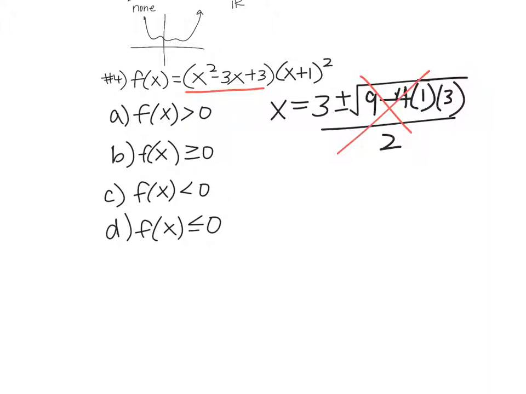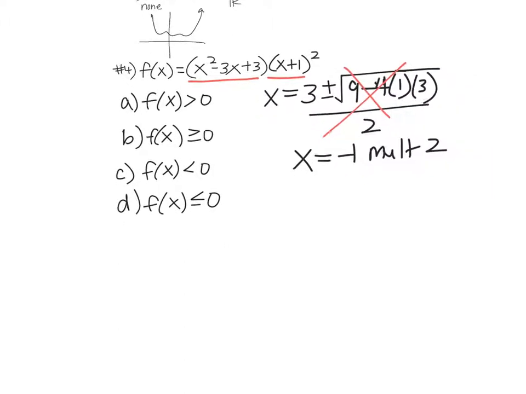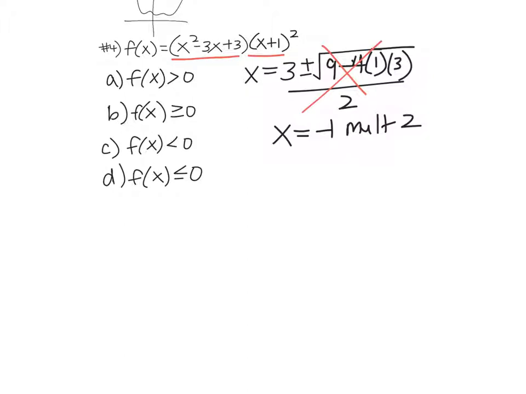How about from this one? Any real zeros? What makes that 0? Negative 1, and it happens twice. So x equals negative 1, but it has a multiplicity of 2. That means it's going to bounce off like a parabola. Remember how that worked? Okay, so if you want to, you can make a sign chart.